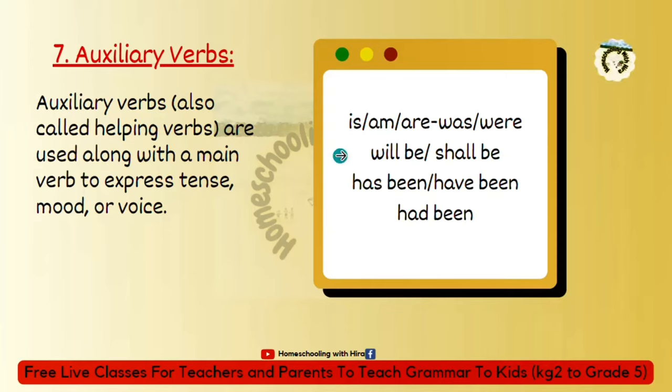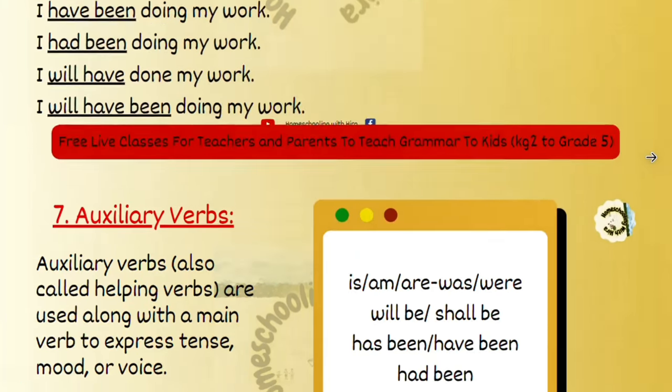Point to remember, if you don't see any main verb after is, am, are, was, were or any of these auxiliary verbs, remember that they can be linking verbs, right? So all the time they are not only helping verbs, they can also be the main verb depending on the context of the sentence and the way someone has used them, right?